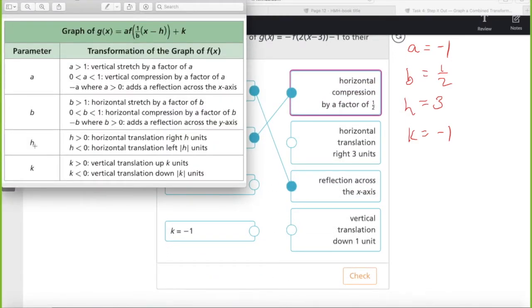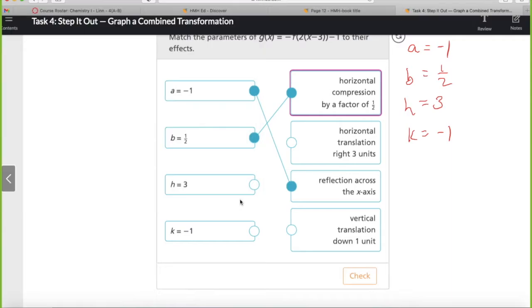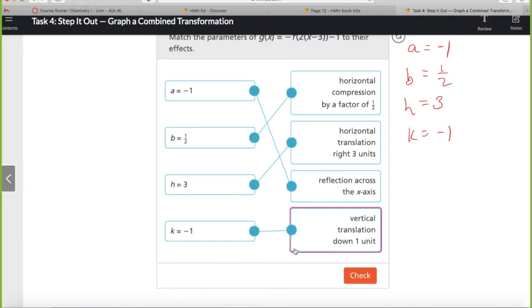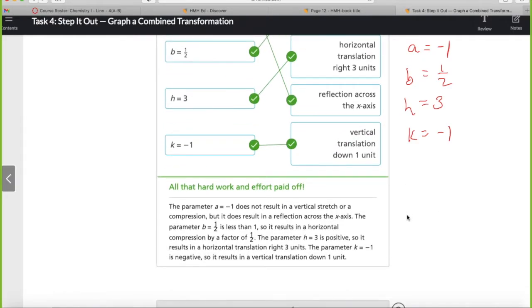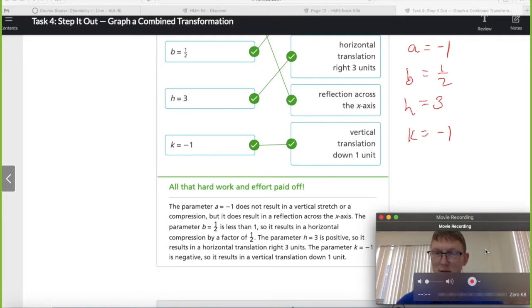H is equal to 3. H is greater than 0. Horizontal translation, right H units. Bam. And then last but not least, K is -1. A vertical translation, down 1 unit. All that hard work and effort paid off. Yay.